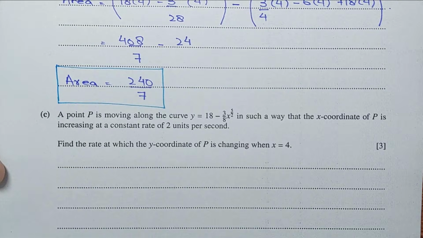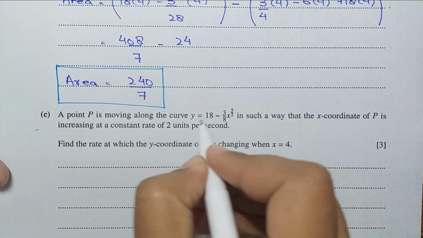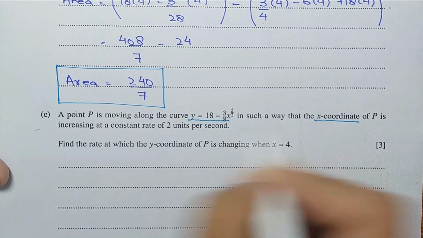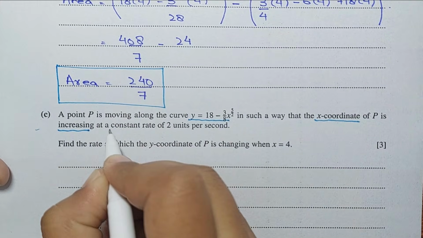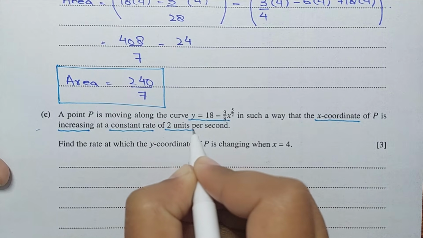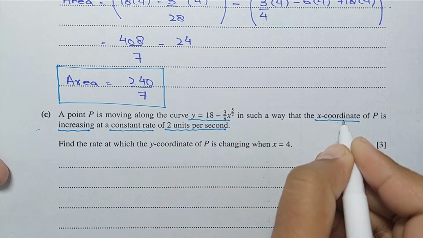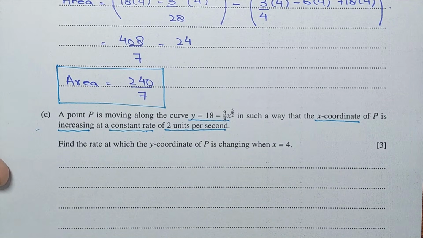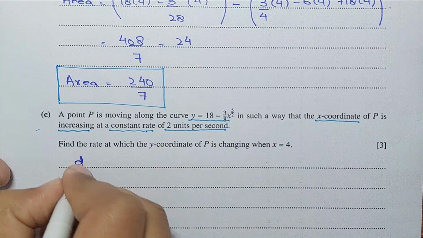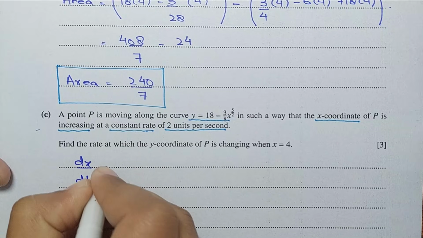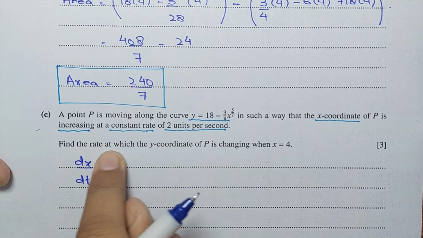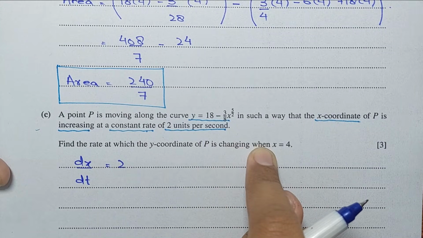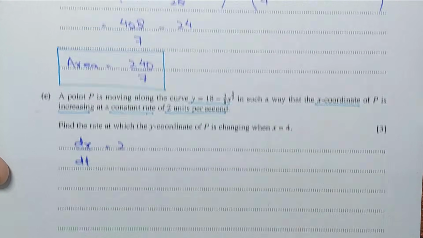Alright, now for part C. A point P is moving along this curve in such a way that the x coordinate of P is increasing at a constant rate of 2 units per second. Rate means the derivative of x with respect to time is 2. It is increasing, so it is positive 2. dx over dt we have given is equal to 2. Find the rate at which the y coordinate of P is changing when x is equal to 4.